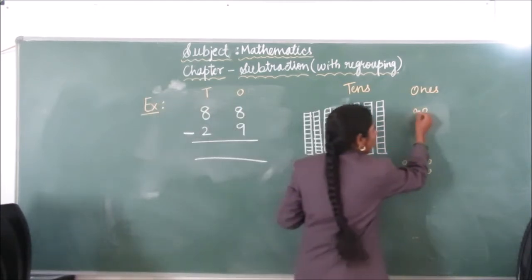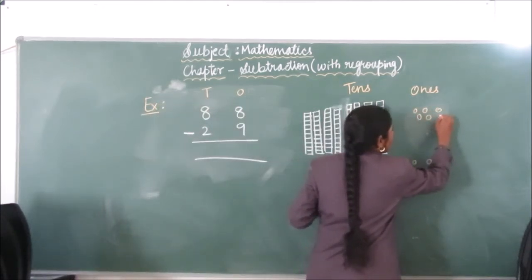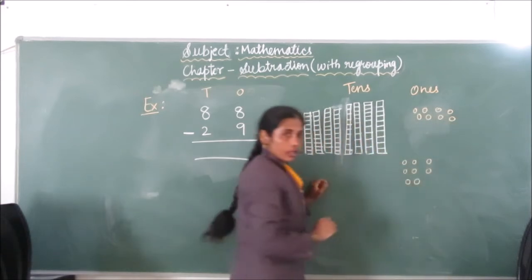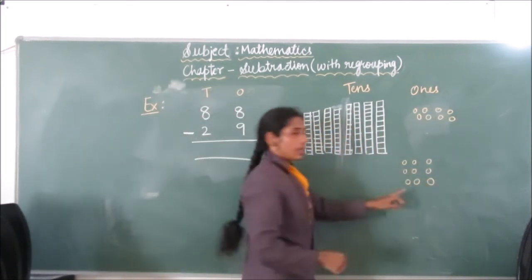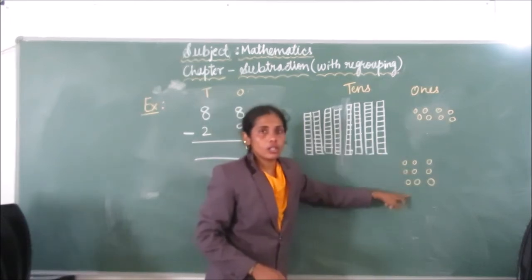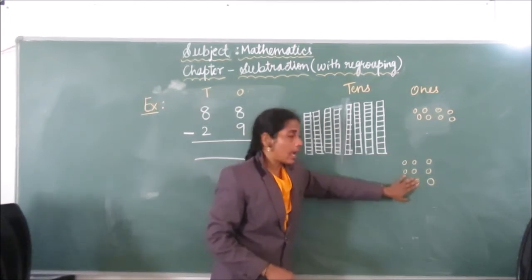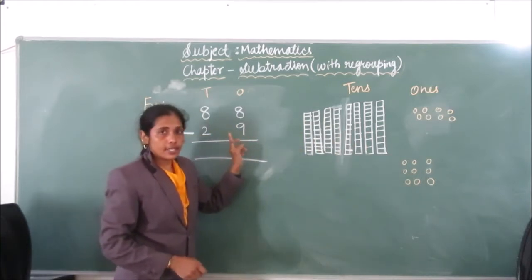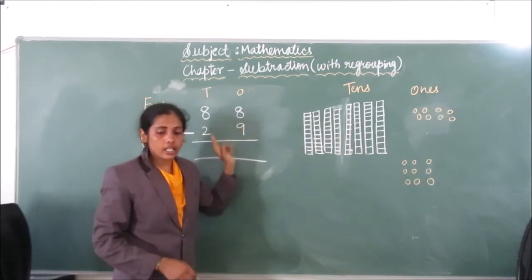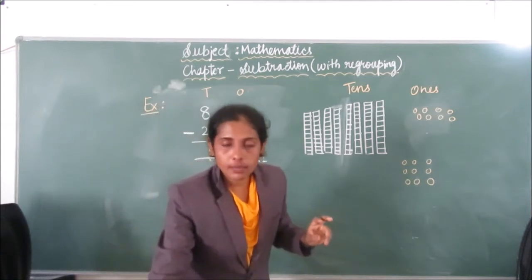Okay, draw the beads. 1, 2, 3, 4, 5, 6, 7, 8. Here, how many beads? 9. Already 8 are there here. Which is more? 9 is more. We are not supposed to subtract 9 from 8. In this case, we have to borrow from the tens place.